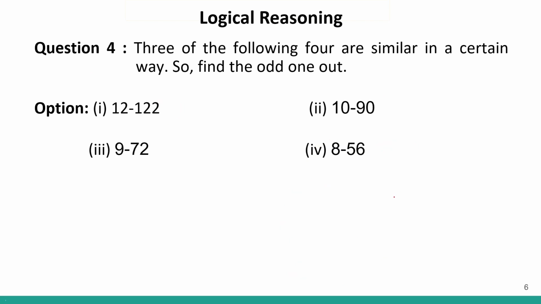Now, question number 4. In question number 4, I can see we have 12, 122, 10, 90, 856 and 972. So if I look at option number 2, I can see 90 is basically what? It is 10 square minus 10. It is 100 minus 10. That is how you got 90.